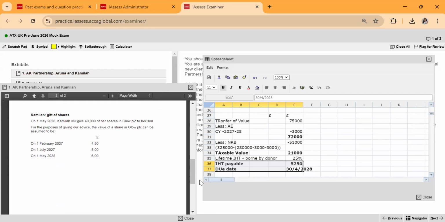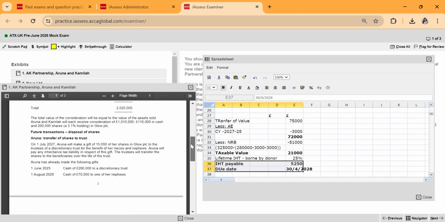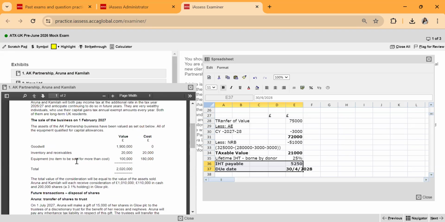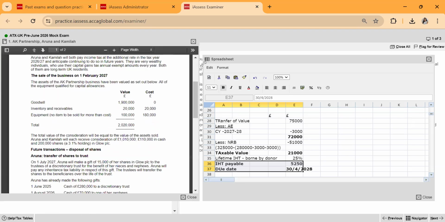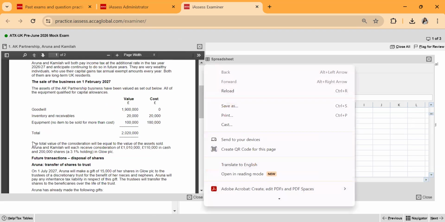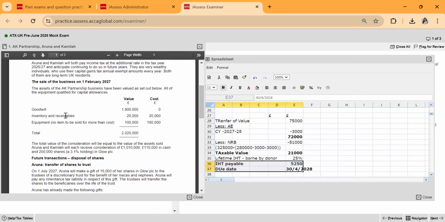Now, how would you deal with it? First, tell me one thing. There was one more portion that we have not covered. This one, the sale of business on 1st February 27. Let's just increase it. Now I'm just reading this paragraph. The assets of the AK partnership business have been valued as set out below. All of the equipment qualified for capital allowances.